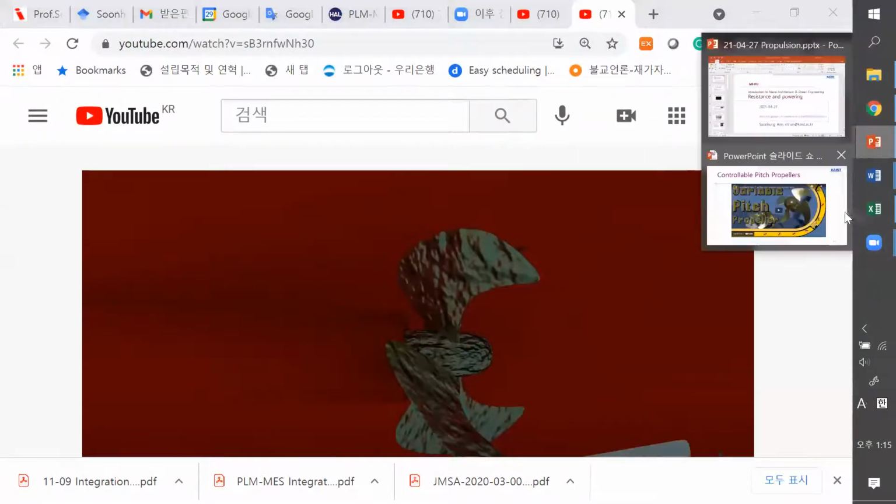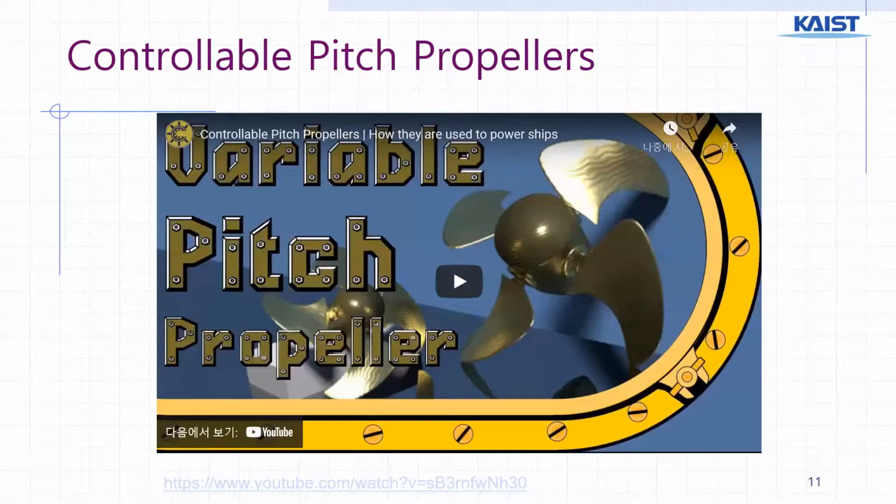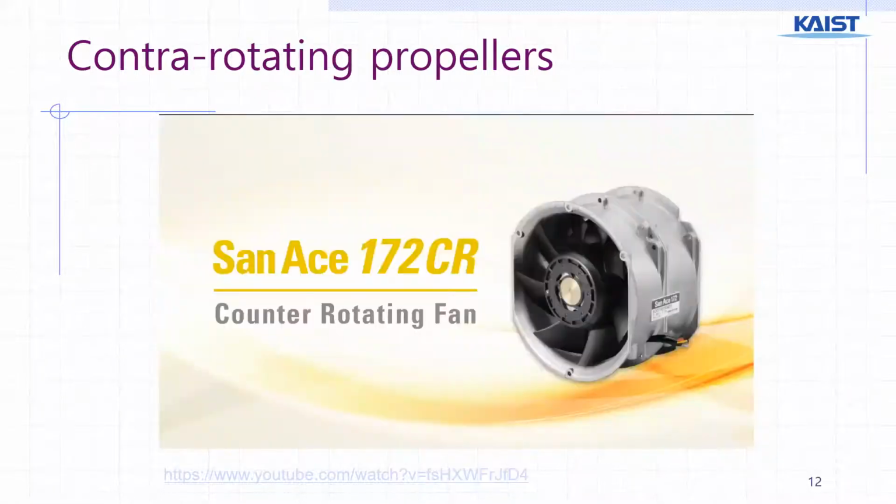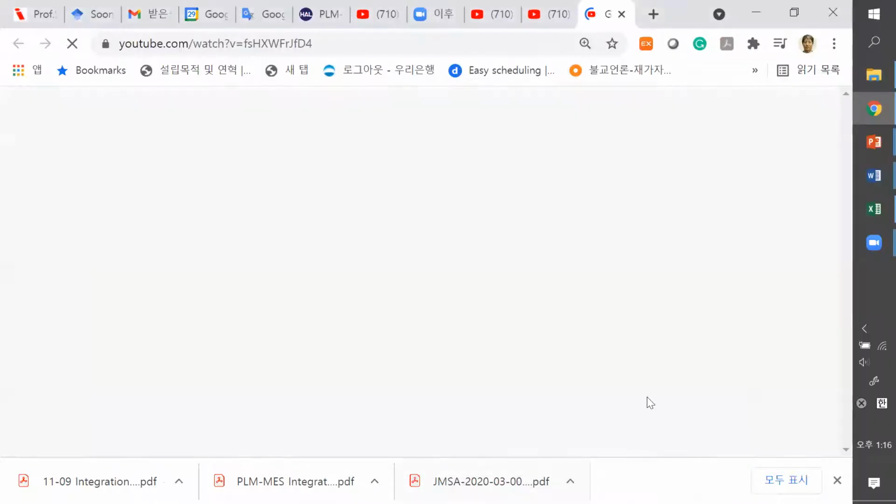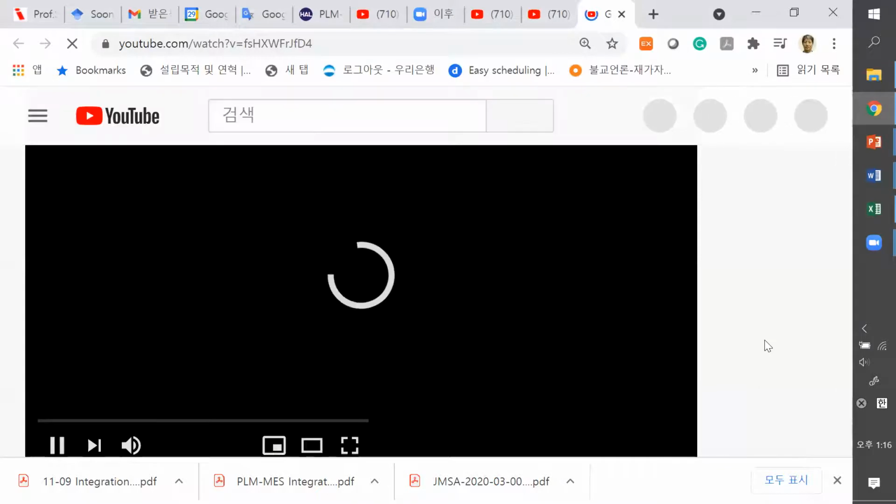Do you have a question? Then you can raise it anytime. All right, there is another one. It is about counter-rotating, but this is not a ship, it is air-based.